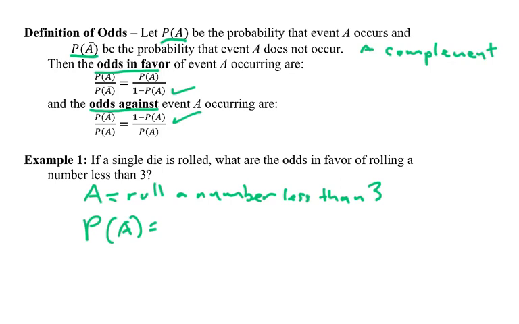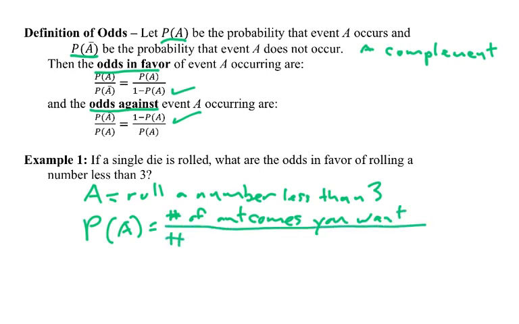And I'm going to assume that we've already talked about probability in some sense or another. And we know that the probability of an event, just talking probability, is the number of outcomes you want over the total number of all possible outcomes. So if you think about rolling a die, there are 6 outcomes possible. That would be 1, 2, 3, 4, 5, and 6. So that would be our denominator.